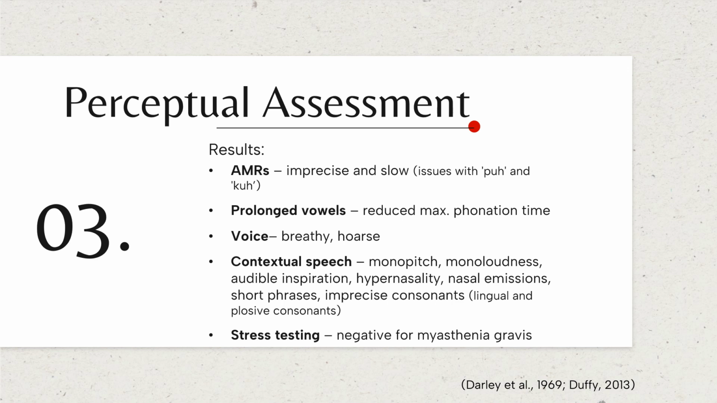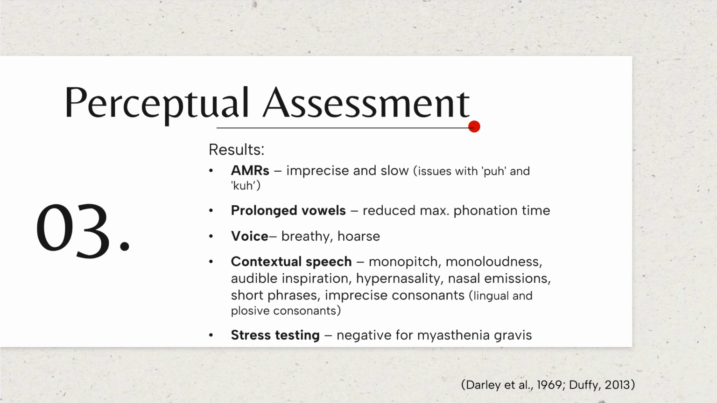During conversational speech, monopitch and monoloudness were noted, implying weak laryngeal muscles due to vagus nerve damage. Other characteristics were detected which also implicated vagus nerve involvement, such as audible inspiration due to issues with vocal fold abduction, hypernasality due to velopharyngeal valve weakness, and short phrases due to wastage of air.